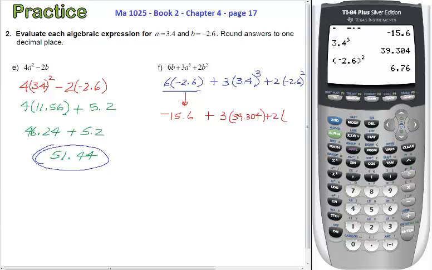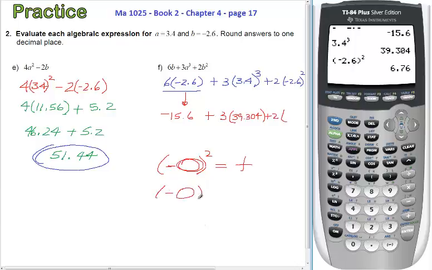So anytime you have a negative inside a bracket to a square outside, doesn't matter what this is, your answer is always positive. Negative inside a bracket to a 4, another even exponent, positive. Negative inside a bracket to a 6, also positive. So anytime you have a negative contained inside the bracket and the exponent is outside like that, your answer will always be positive. Okay, so it's negative 2.6, which is 6.76.